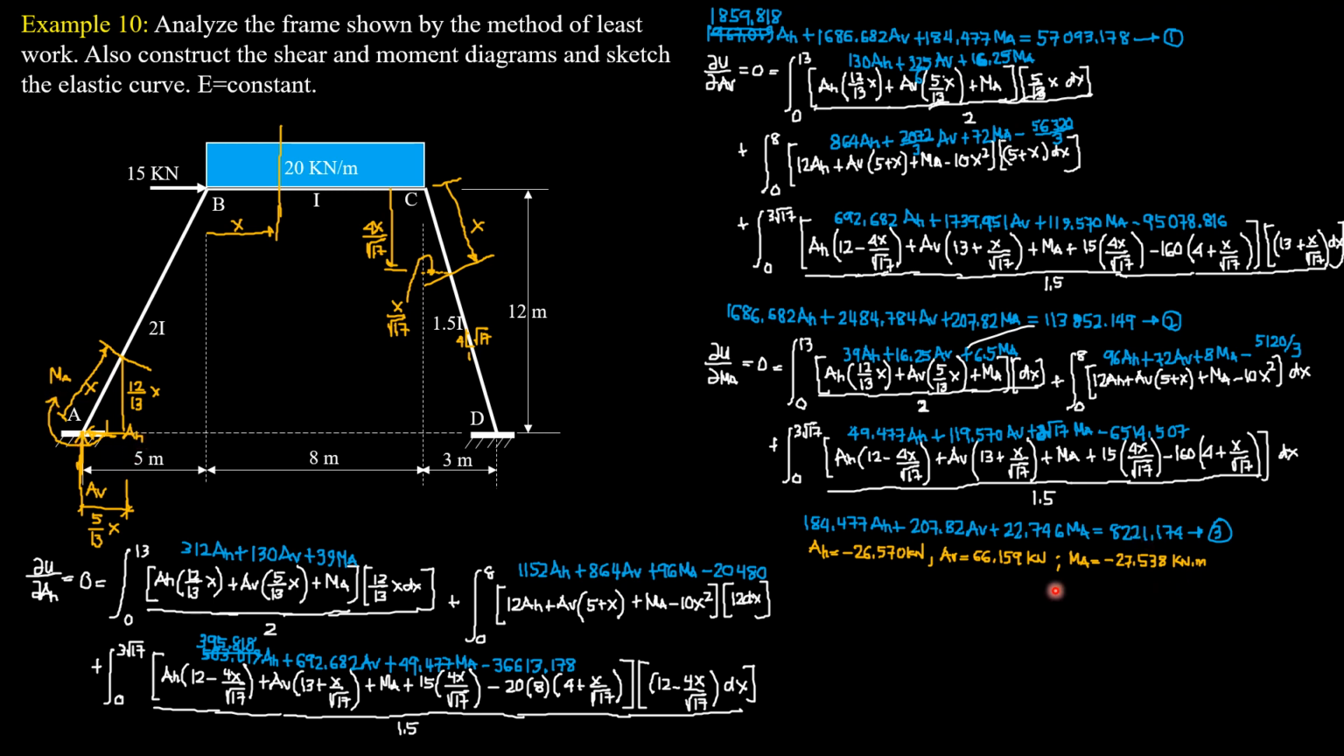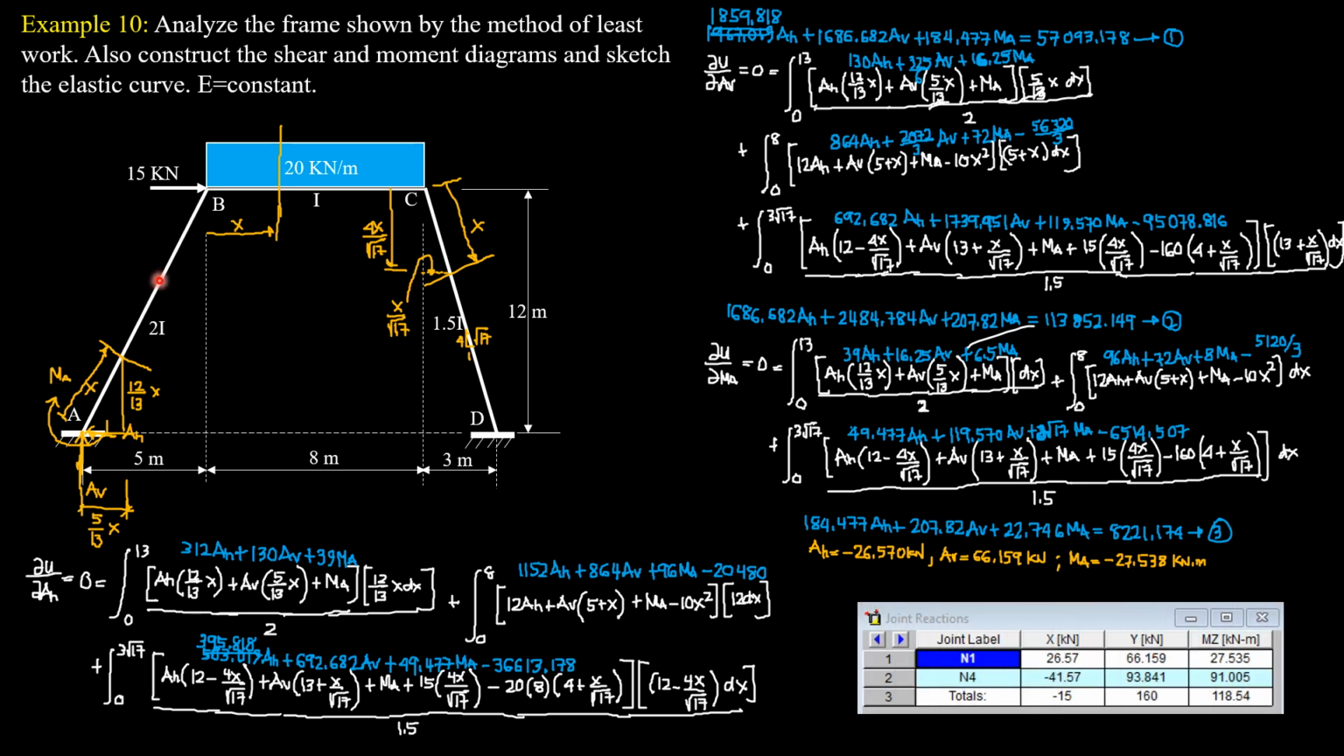So we're now ready to sketch the shear and moment diagram, but before that, let's solve for the shear forces. Transmit the reactions. This is the table for the answers at reactions at node 1, which is A, and node 4, which is D, by the software RISA.